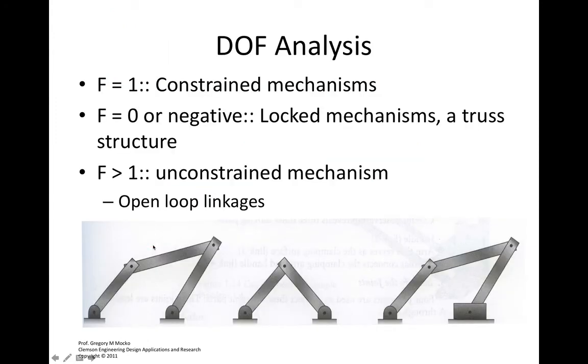Second aspect of this here, if we do degree of freedom analysis, if our degree of freedom is computed to be 1, this is what is typically referred to as a constrained mechanism. If our degree of freedom is 0 or negative, what we end up with is a locked mechanism. So if we compute the degree of freedom here, it's going to be 0. This is a locked mechanism. If we have greater than 1, it's what's referred to as an unconstrained or an open loop mechanism.